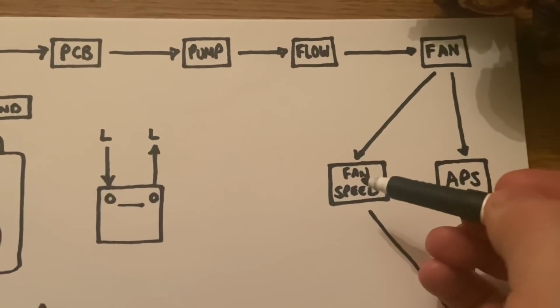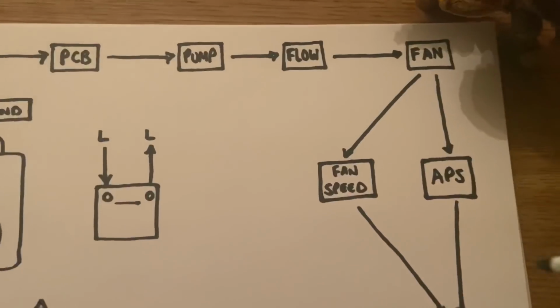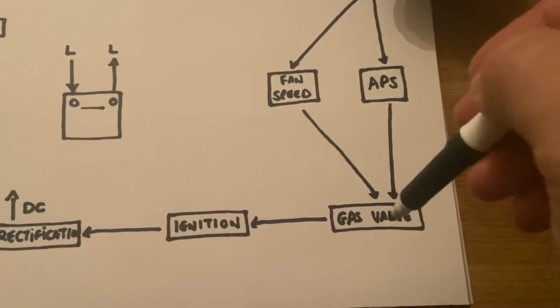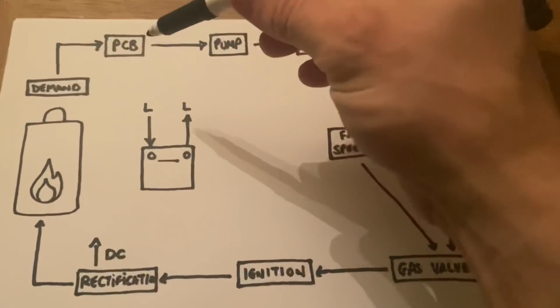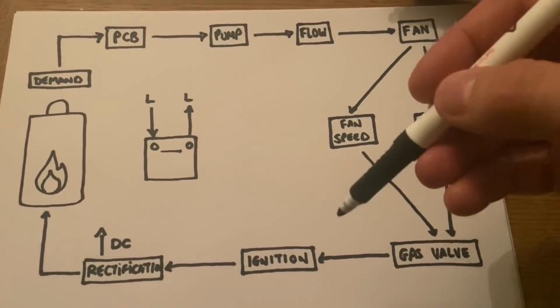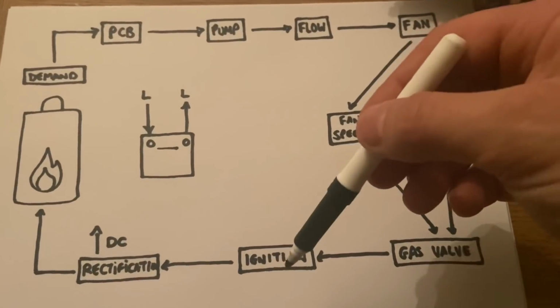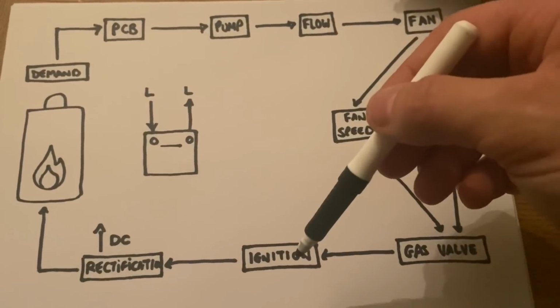On a more modern boiler, the PCB is looking for the fan speed. If this is all good, we then move on to the sequence of ignition. So the gas valve gets 240 volts from the PCB. Then the gas valve opens, lets the gas through to the burner. The igniter unit gets 240 volts from the PCB, ignites the gas.